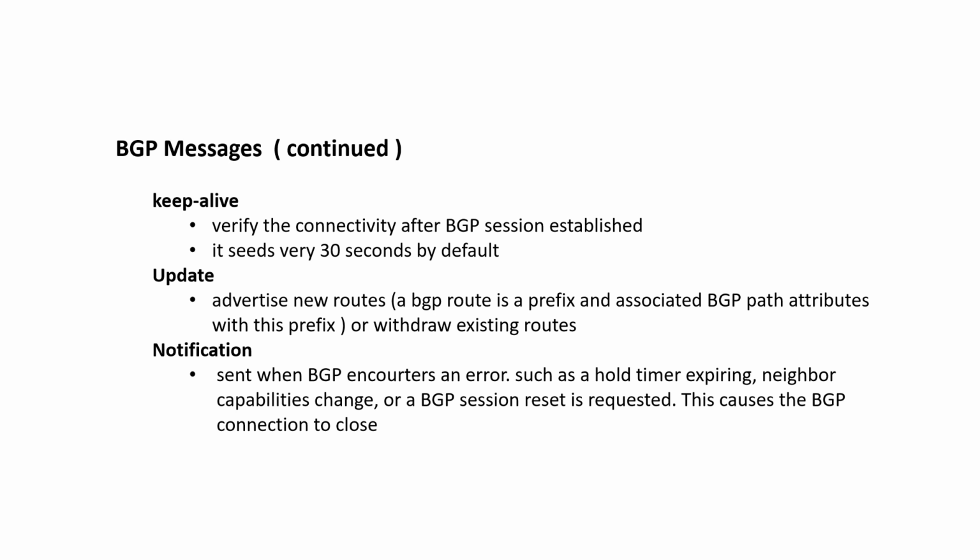Next we talk about the update message. The BGP update message advertises new routes, or it can withdraw existing routes. A BGP route is a prefix and the associated BGP path attributes with this prefix. BGP routes are different from IGP routes, since BGP routes not only have a prefix, but also have path attributes associated with this prefix.